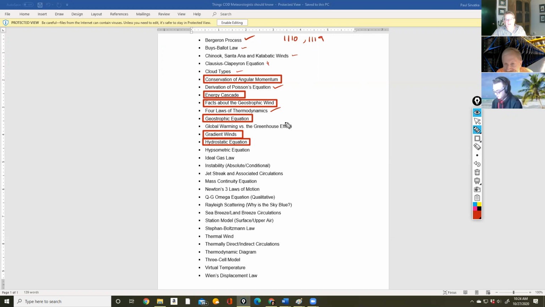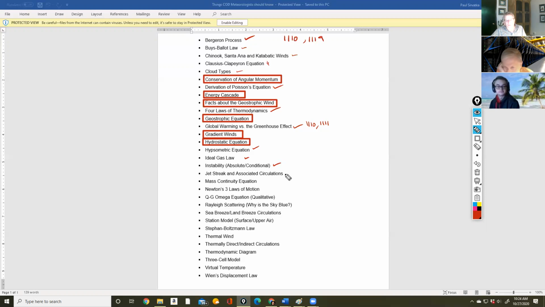For laws, we've done. This one, you just need to know what I'm talking about. I do this in 1110. We also do it in 1111. Hypsometric, we've done. Ideal gas law. Instability, we do in a lot of different courses. We've talked about absolute and conditional. We talked about it in here. We will be mentioning a few things about that. I might even do that today.